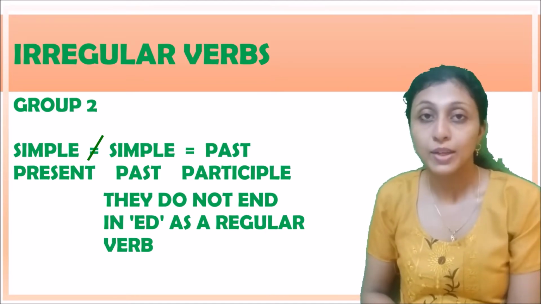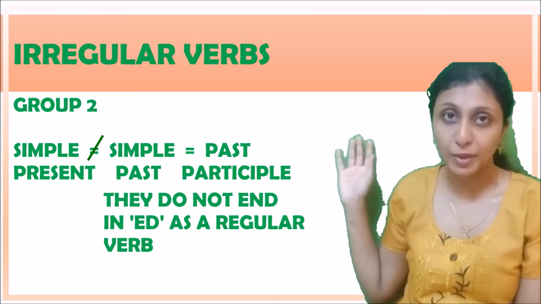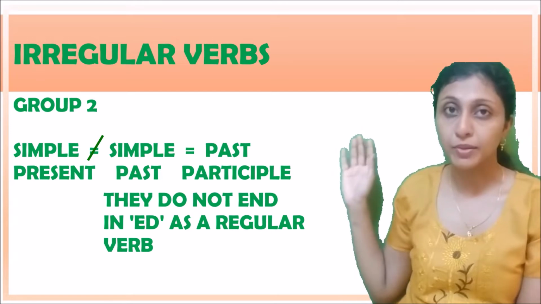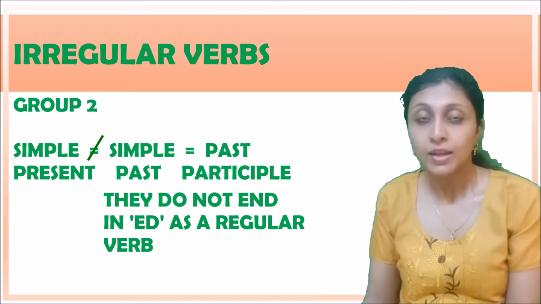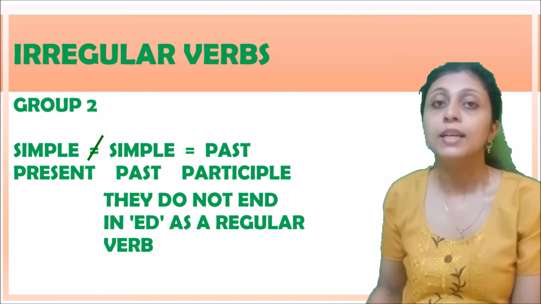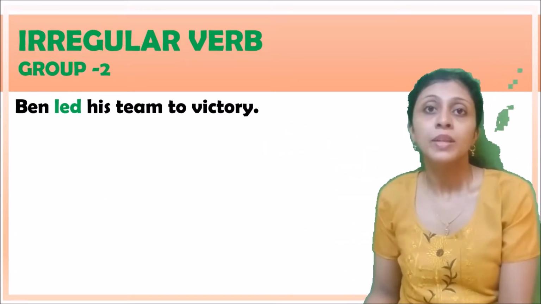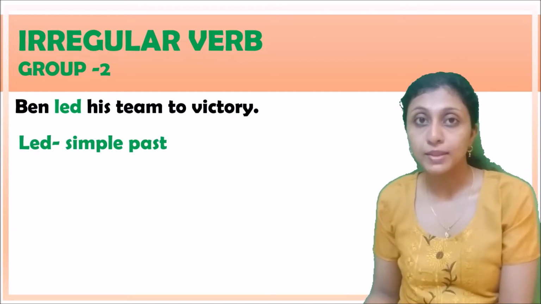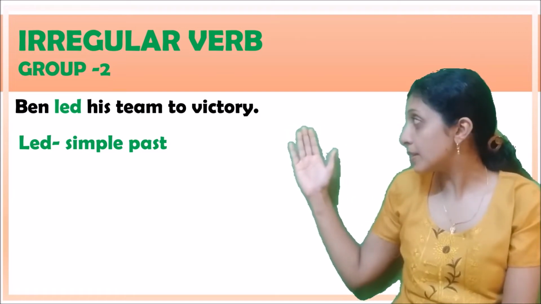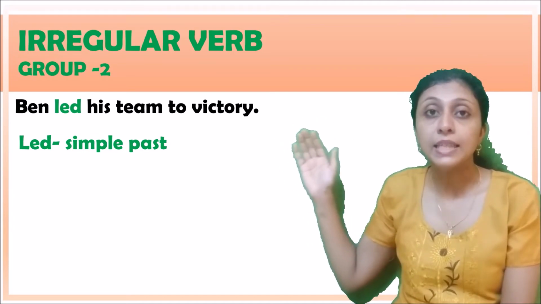The second group of irregular verbs refers to those verbs where you have the verb in the simple present tense different from that of the simple past and the past participle. The simple past and the past participle remain the same, and they are irregular because they do not follow the regular conjugation. The verbs do not end in ed in the simple past as well as in the past participle form. Ben led his team to victory. So over here we have got the verb led. It is in the simple past. The base form of the verb is lead. So here you find that in the simple past tense, we do not have the ending ed. Instead, we have just got led.